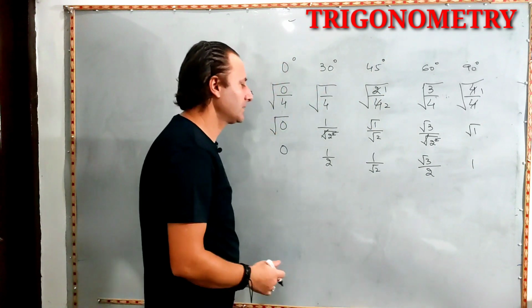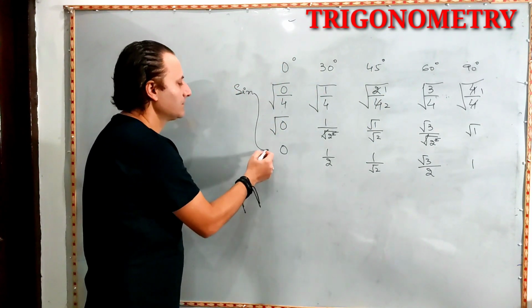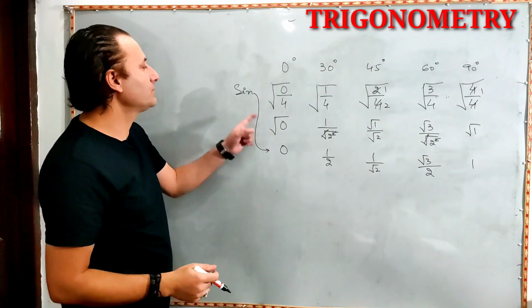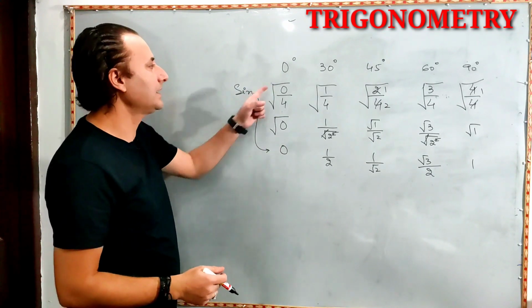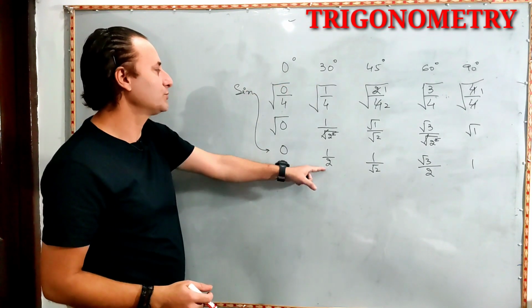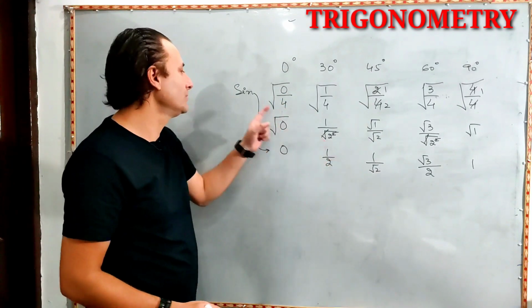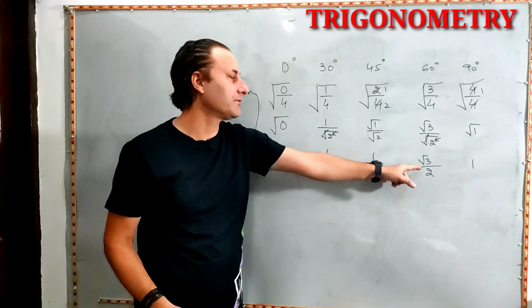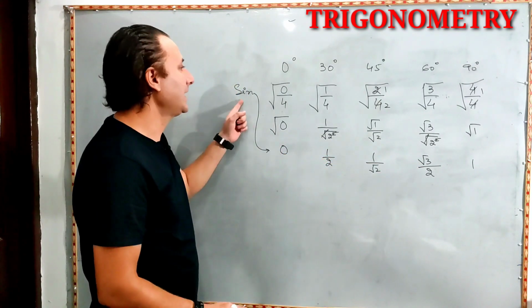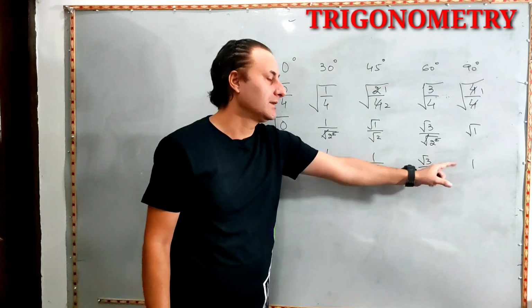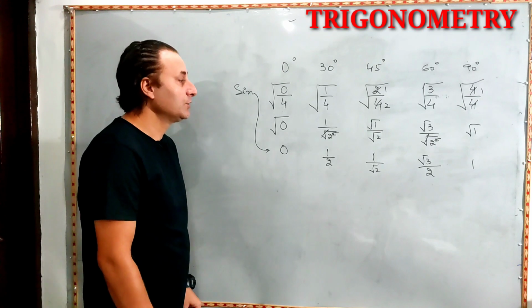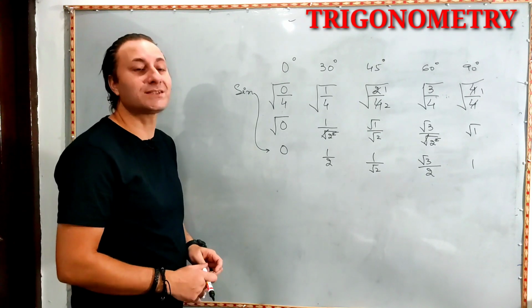So if I see sine 0 degree is 0, sine 30 degree is 1 upon 2, sine 45 degrees is 1 upon root 2, then we have sine 60 degree, that is root 3 upon 2, and at last we have sine 90, that is 1. Okay, now this is for sine theta.